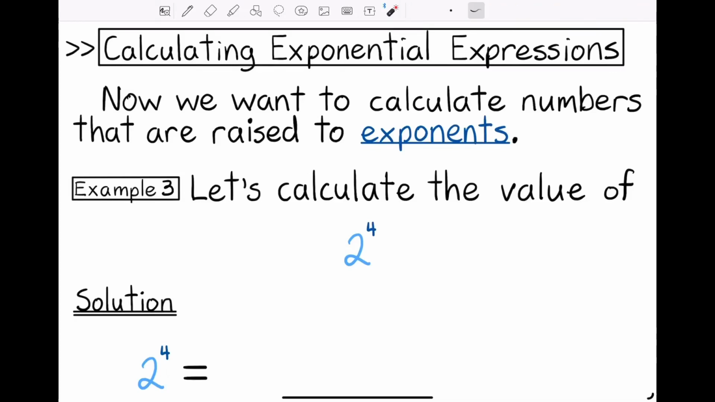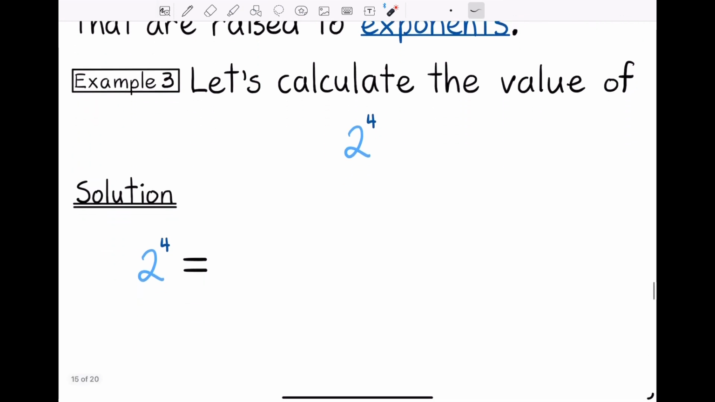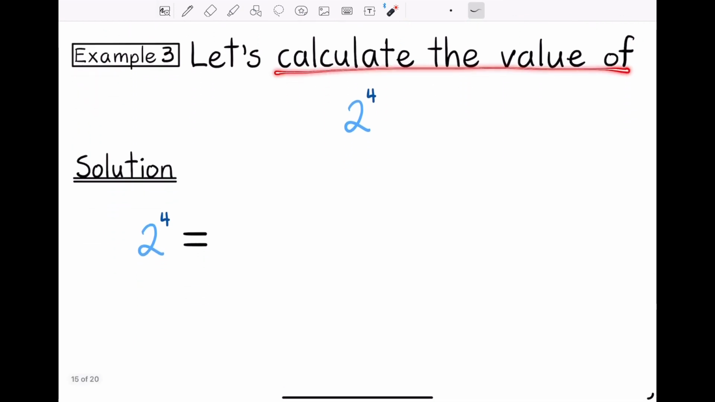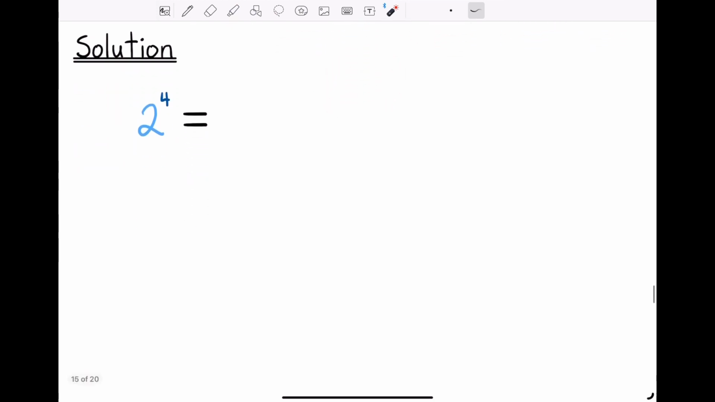Now let's calculate the value of exponential expressions. And we're going to start with calculating the value of 2 to the 4th power, or 2 to the 4th for short. So our first step is to rewrite 2 to the 4th as repeated multiplication.